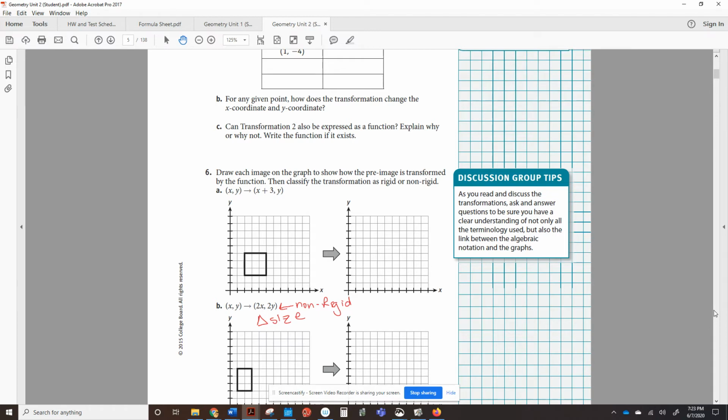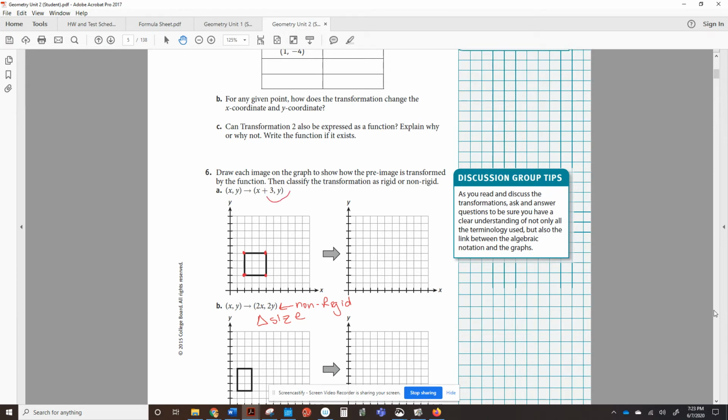But this one, all we're going to do is take each one of these ordered pairs for the vertices, or any other point that you want. You could take this point right here and transform it, and then you would know the point that was located inside that square. But you take these, and then this is how you change the x values.